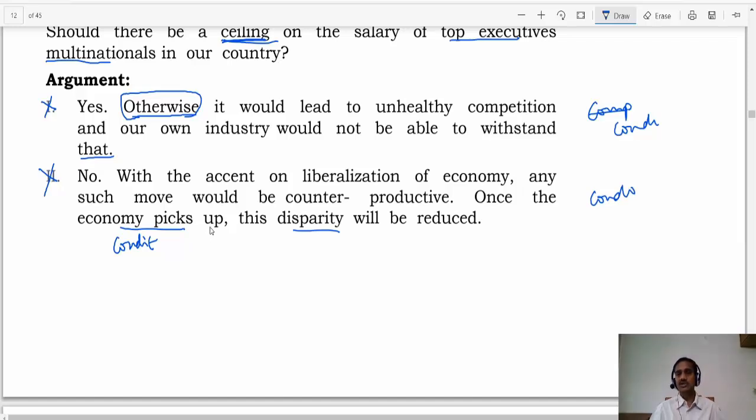Our economy ఒకసారి పికప్ అయితే అప్పుడు ఈ డిస్పారిటీ తగ్గిపోతుంది అన్నారు. మరి పికప్ అవుతుందా లేదా మనకి ఏం ఇన్ఫర్మేషన్ ఉందా లేదు. Hence, based on this one, we cannot say that this argument is strong. Okay, hence neither one nor two, choice 4.